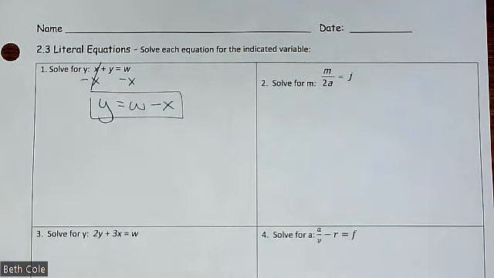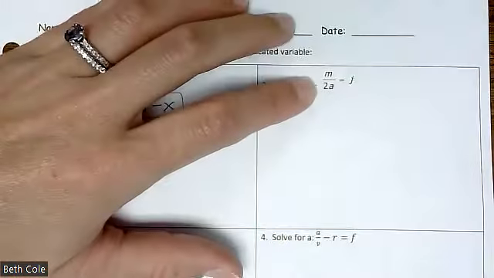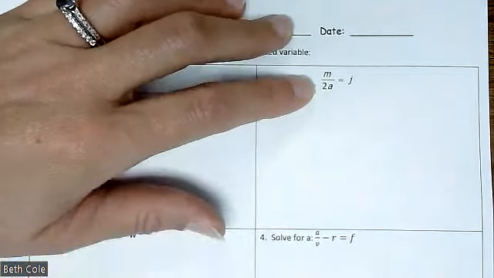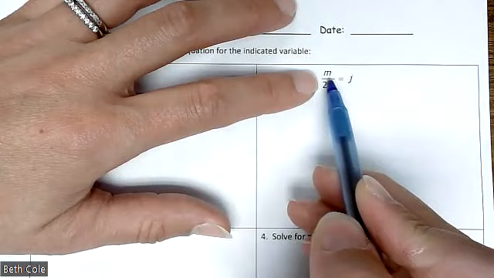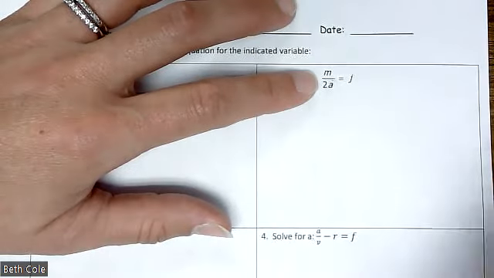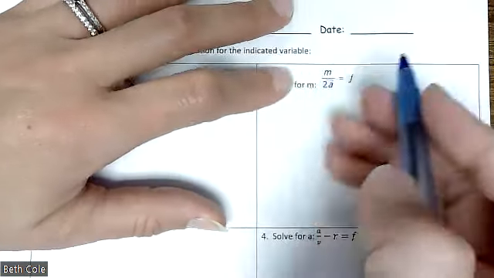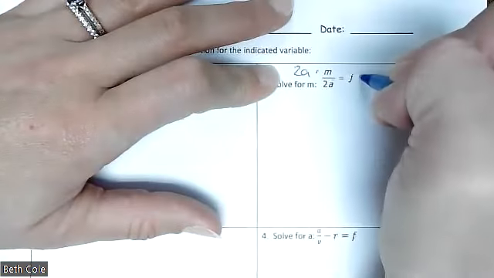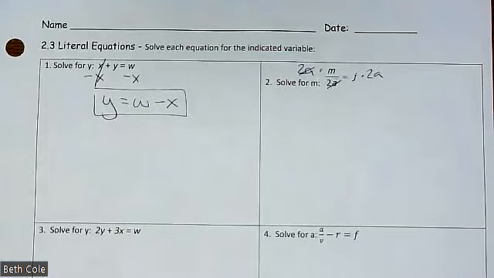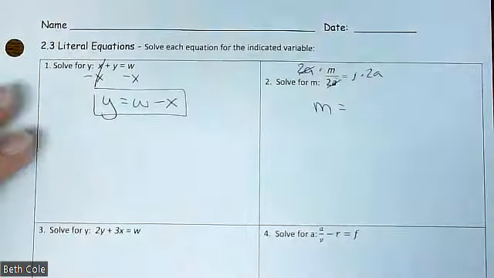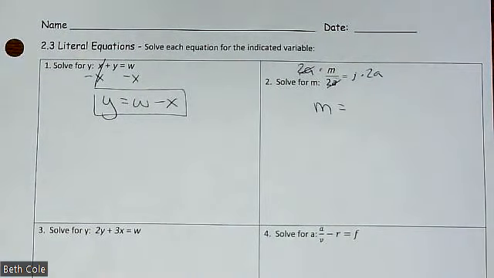All right. This says solve for m. That means don't touch m. Leave m where it is. Don't do anything with m. You want to get m by itself. What does this bar mean? How do you undo division? All right, we're going to multiply both sides by 2a, and those will cancel out. So times 2a, times 2a. And so you get m equals, which was the goal, get m by itself.